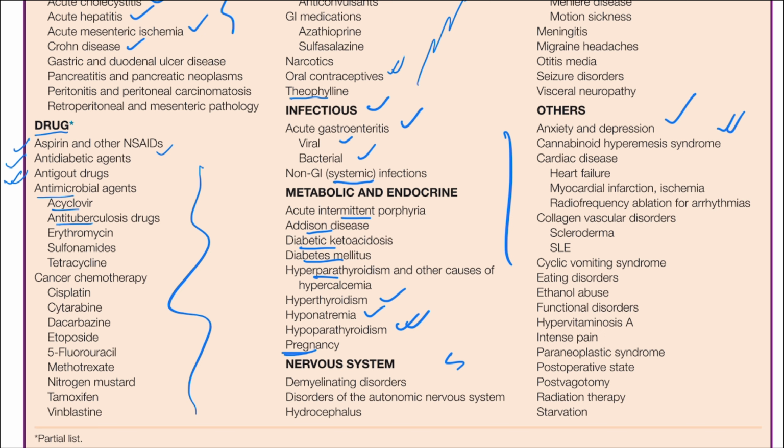There can be cardiac disease, although this is a rare cause of vomiting. A heart failure patient rarely presents with vomiting. There are other less common causes, but the patient might come with only vomiting as a symptom as well.